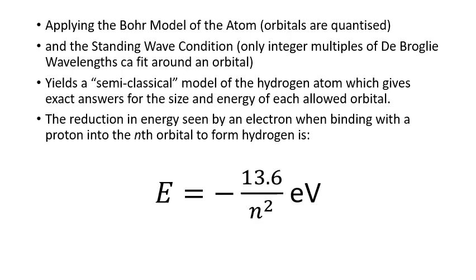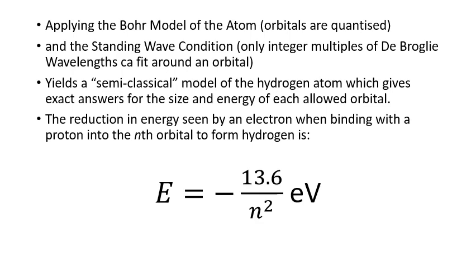Anyway, the standing wave condition, when it's applied to the orbital mechanics, which is exactly the same orbital mechanics that we'll do with the solar system and satellites in Earth orbit later on in the course, when we apply the standing wave condition to those numbers, we get exact answers for the size and energy of each allowed orbital for hydrogen.